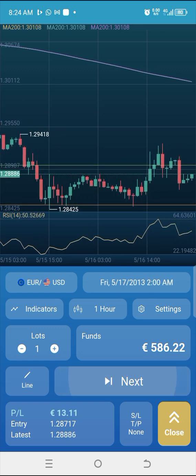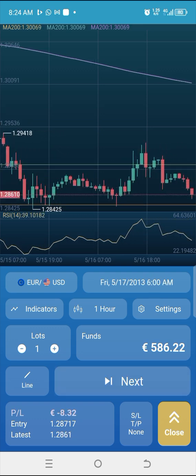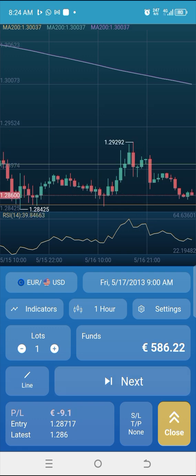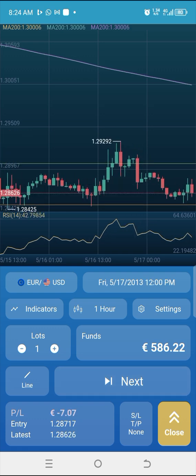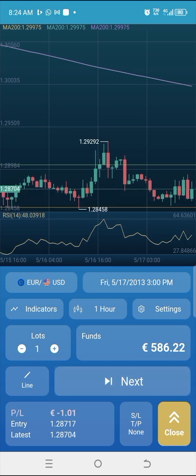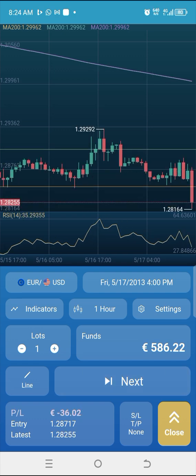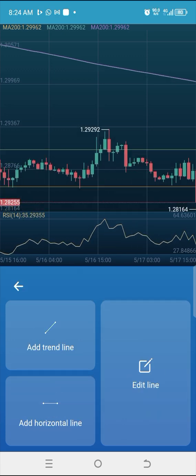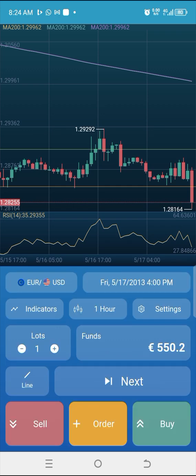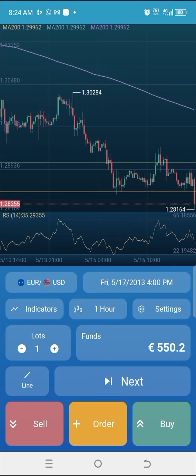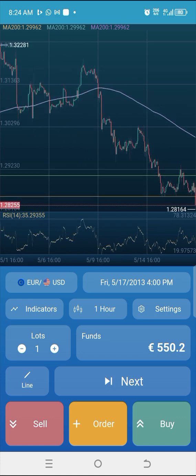Don't worry. If price hits it, we're out. Yep, and we're out. So negative 36 is not bad. One more trade, and we see.